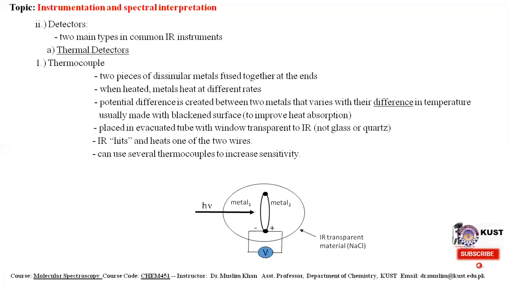When these are connected, a potential difference is created between the two metals that varies with the difference in temperature. Usually this is made of a blackened surface to improve heat absorption. So when this IR radiation heats one of the two wires like this one, we can use several thermocouples to increase their sensitivity.